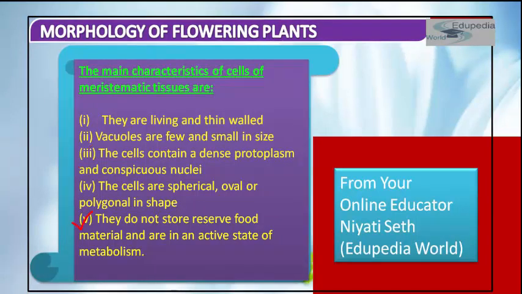The cells, I'm talking about the meristematic cells, are spherical, oval, or they can be polygonal in shape. And the fifth characteristic is that they do not store reserve food material and they are in an active state of metabolism. So these are the main characteristics of the cells of the meristematic tissues.